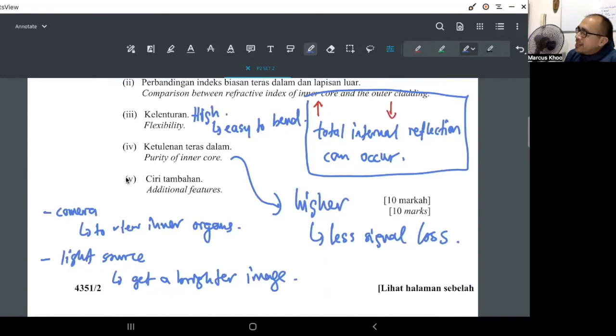Apa yang saya cakap? Fiber optics. Fiber optics is a pretty famous question lah. Okay, pretty famous light question. And I think both of your classes have heard me say the same thing.